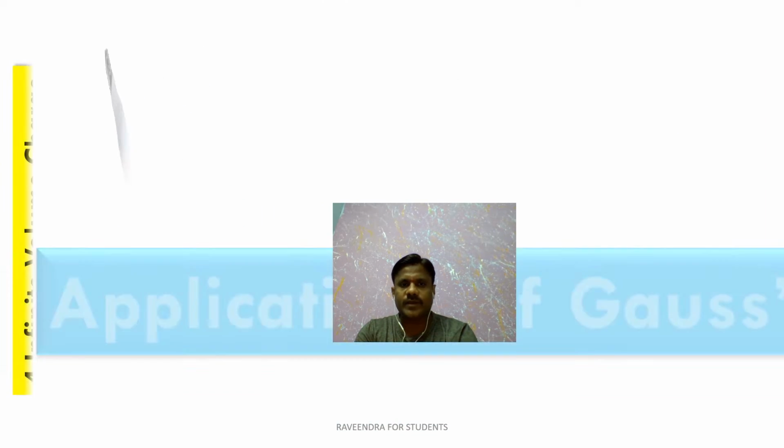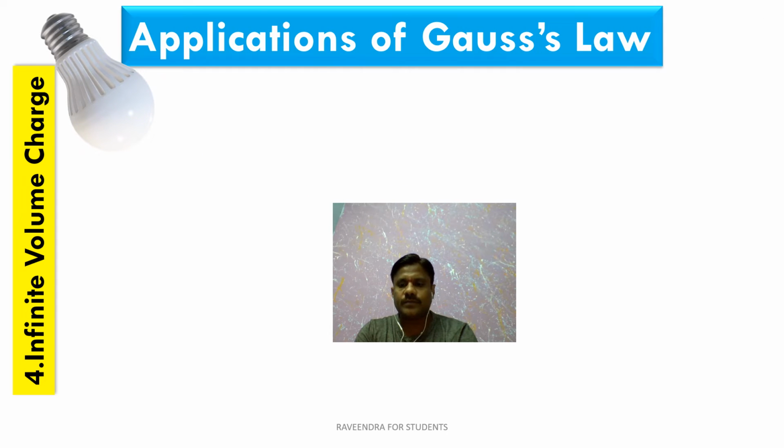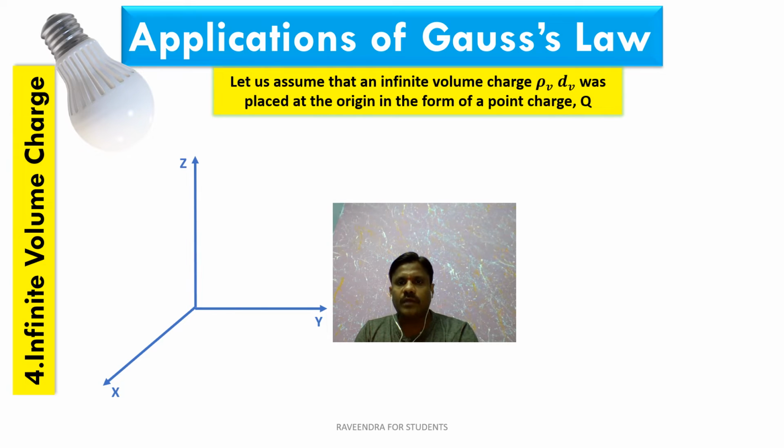Our next application is infinite volume charge. As usual, let us consider a well-known Cartesian coordinate system consisting of x-axis, y-axis and z-axis. Now, this infinite volume charge problem can be solved very easily by assuming that this infinite volume charge rho v dv is placed at the origin in the form of a point charge Q. Then it is already a solved problem, that is, for a point charge Q. So here the assumption is that the point charge Q carries the total infinite volume charge rho v dv.